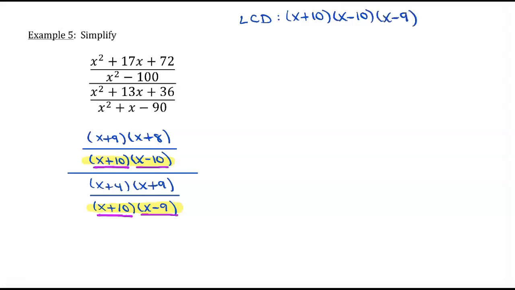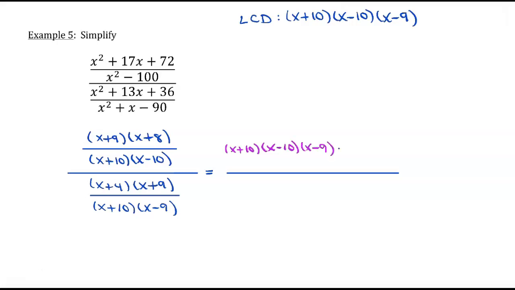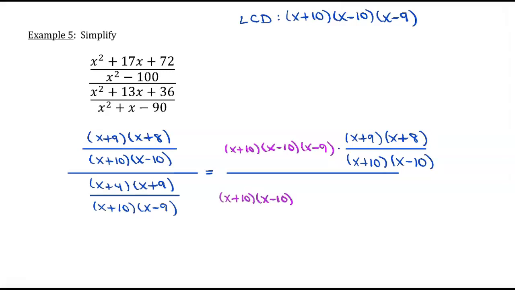So this is what we will multiply the numerator and the denominator by, or each individual fraction in the complex fraction. This will give us x plus 10 times x minus 10 times x minus 9 times our numerator of x plus 9 times x plus 8 divided by x plus 10 times x minus 10. In the denominator, we'll have x plus 10 times x minus 10 times x minus 9 multiplied by our original denominator, x plus 4 times x plus 9 divided by x plus 10 times x minus 9.